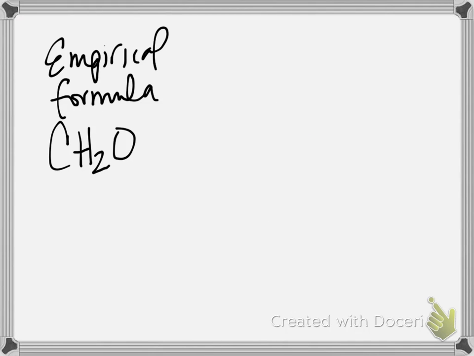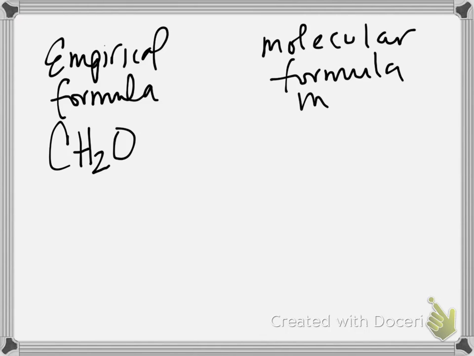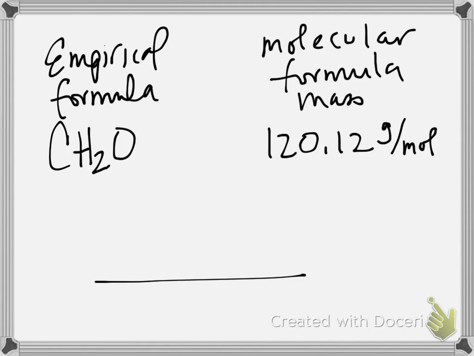If we have a compound and we're told, this is how this information typically comes to you. You're given the empirical formula. So we've got a compound. It is known that the empirical formula is CH2O. And we know that the molecular formula mass is 120.12 grams per mole. So what we'd like is the molecular formula.